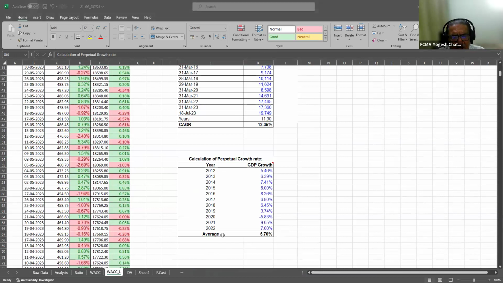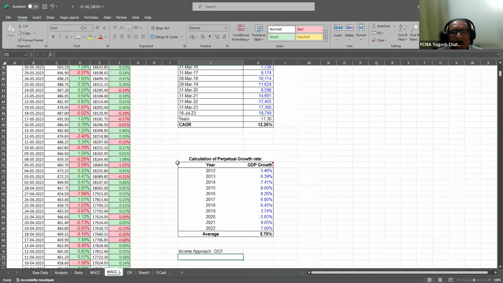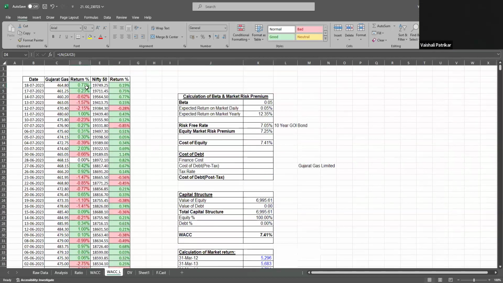As you all are aware, when we do the valuation by the income approach, the DCF method, the discounted cash flow method. Any question, Vaishali madam? Yes, in the first row, how is that figure calculated, 0.77? Okay, so I was just coming to that.